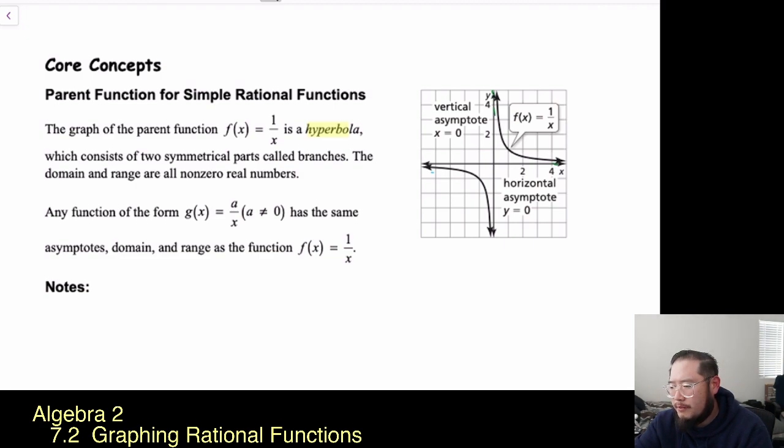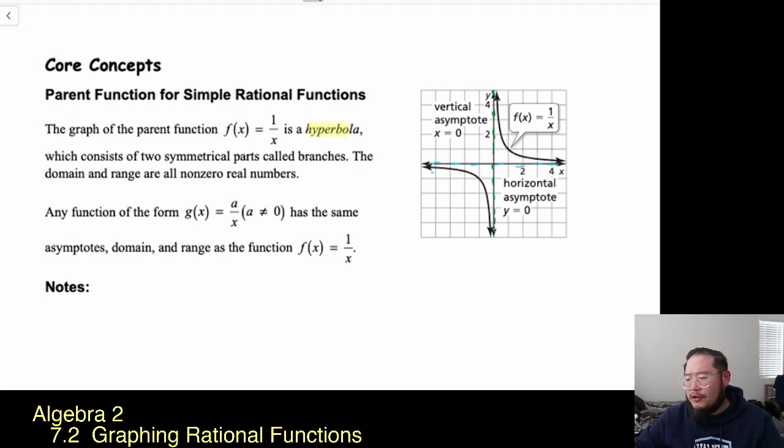If we take a look at the diagram, I'm going to put these little dotted lines in. Those dotted lines represent the x and y axis. The reason we're putting them there is because this is the parent function, the most basic hyperbola, and you can see that the branches, the solid curves, are on opposite sides of the axes, and those axes happen to be the asymptotes.